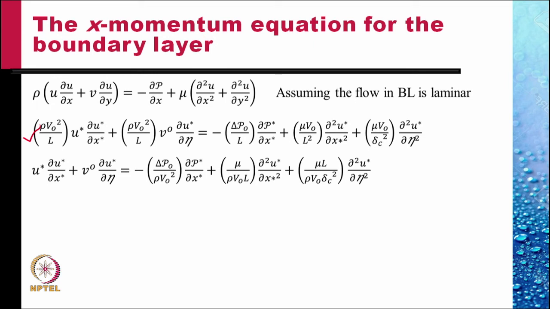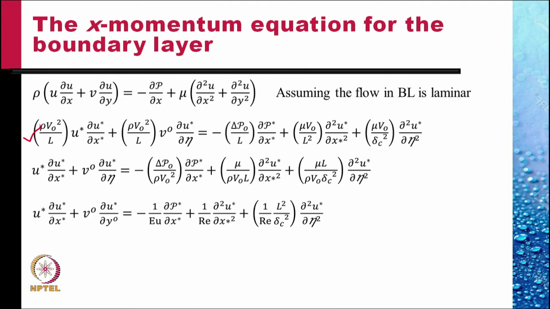Here we have delta P naught as the characteristic pressure difference in the x direction. We notice that delta P naught by rho v naught square is like 1 over Euler number. Mu over rho v naught L is like 1 over Reynolds number. And the coefficient of the last term is simplified to 1 over Reynolds number times L square by delta c squared.